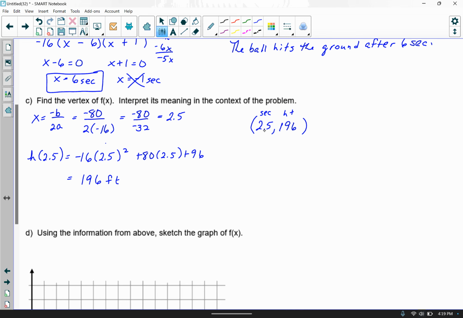So what that means then is that at 2.5 seconds, the ball reaches its maximum height, because this is your vertex, of 196 feet. So the ball reaches its max height of 196 feet at 2.5 seconds.